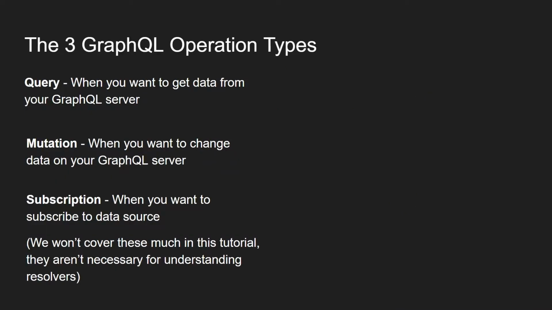So before getting into Apollo server, it's important to understand the three GraphQL operation types. I know I'm not showing you any GraphQL off the bat, but these are just good terms to know, so when I mention them in the future, you know what I'm talking about. The first operation type is a GraphQL query, for example. This is when you want to get data from your GraphQL server. Then you have mutations, which is when you want to change data on your GraphQL server. And then subscriptions, when you want to subscribe to a data source. I'm not really going to cover subscriptions that much in this tutorial as they're more complicated. You'll generally see queries and mutations used for most of your resolvers.